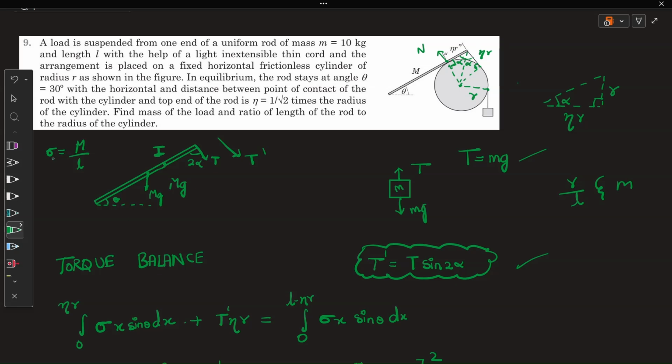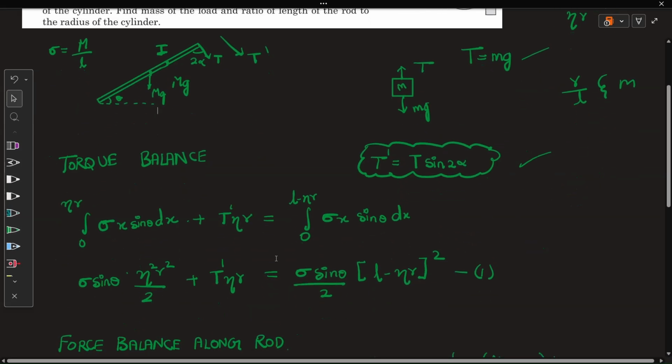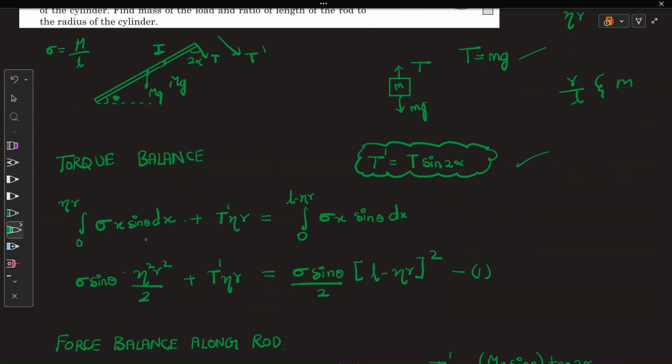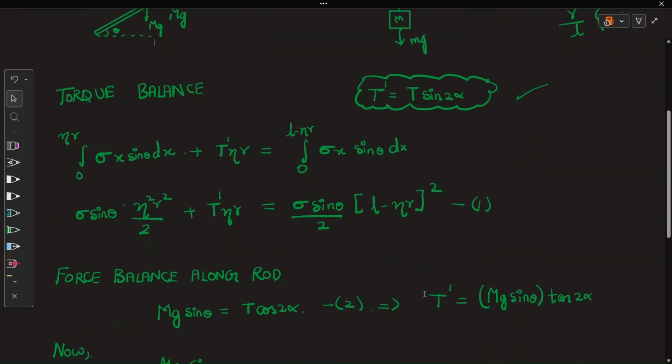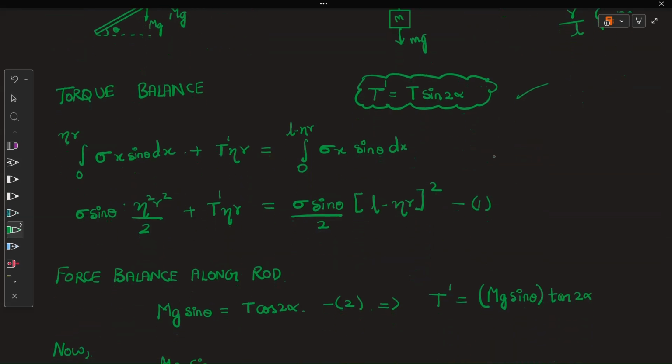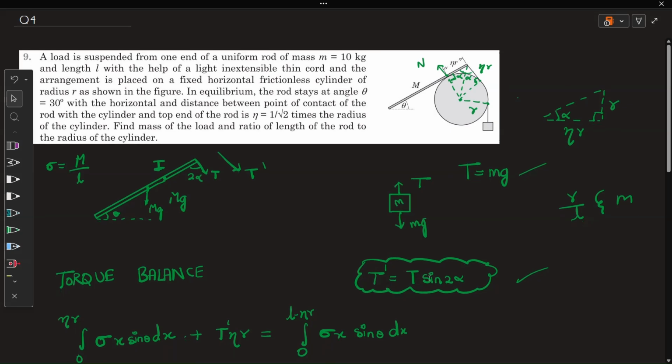As it is a uniform rod, I'm just assuming the linear density sigma to be m by l. Linear density is supposed to be lambda, but I'm just assuming it as sigma. Okay, so I'm integrating the torque produced on this side, and t dash equal to this side. I'm just writing this, and this is the final equation after integration. And if you do the average thing, these steps can be reduced, but you won't get the exact answer which is required for this question.